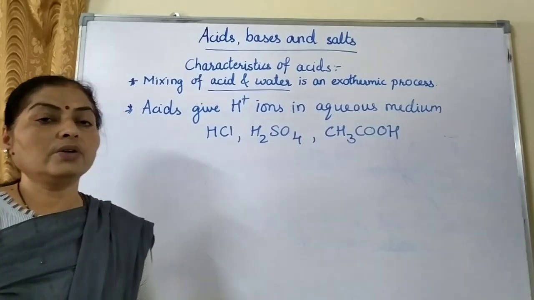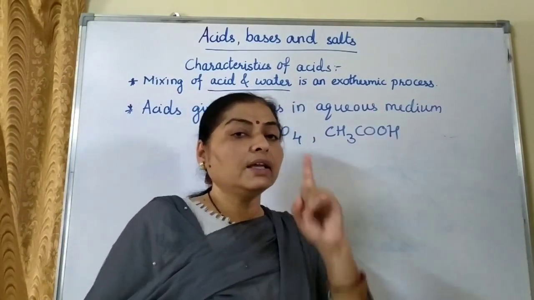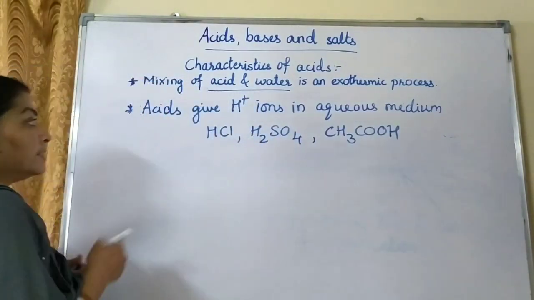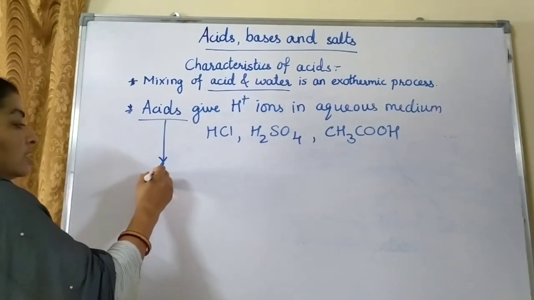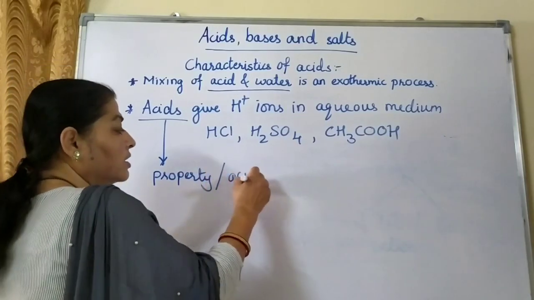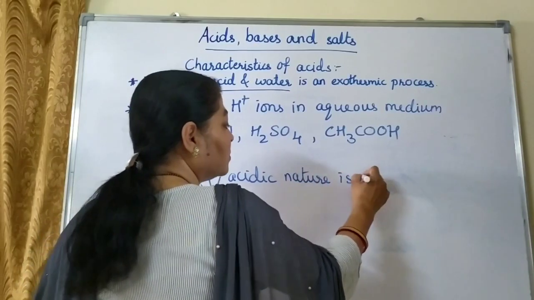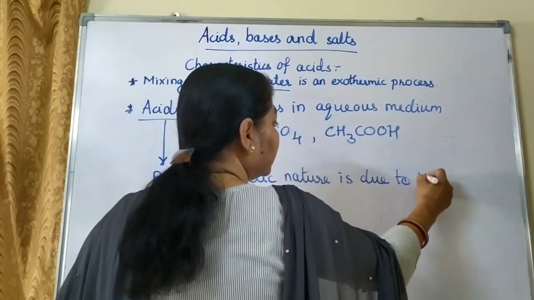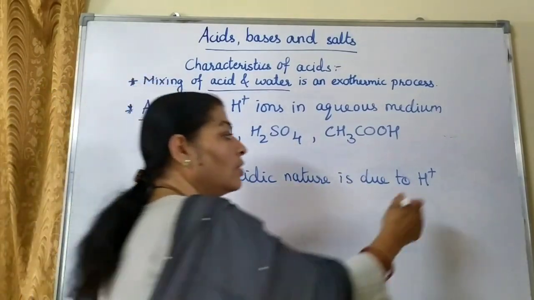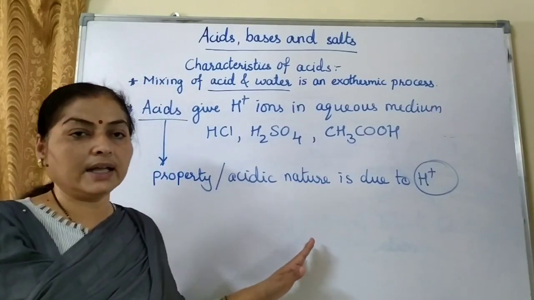Now what is aqueous solution? A solution which is made in water. So acids will give H plus ions in water only. Whatever acid is there, its property or acidic nature is due to H plus ions. So the acidic nature of acid is due to H plus ions. Without these H plus ions, acids will not show any acidic characteristic.